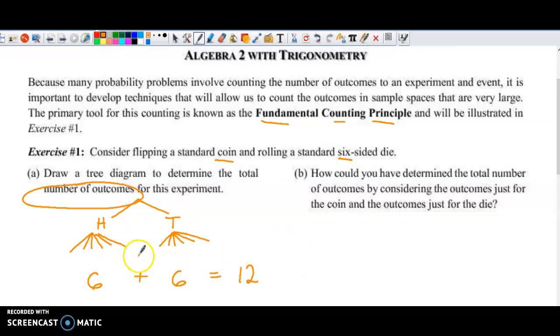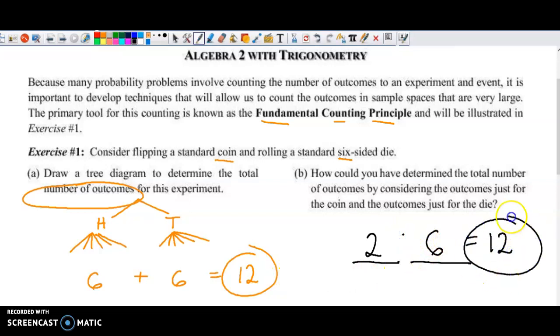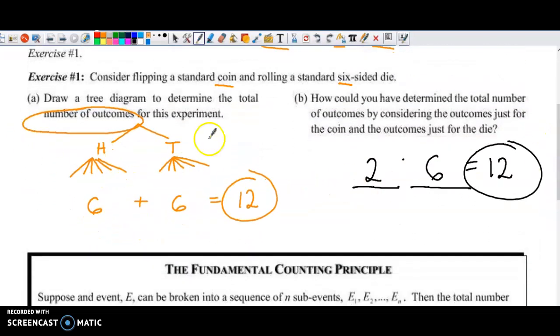But they don't want you to think of it that way. What they want you to think about is how there were 2 different scenarios. There were a heads or a tails, so 2 for a coin, and then 1, 2, 3, 4, 5, 6. So what can I do? What operation can I do between 2 and 6 to get 12? You multiply that, and that's why the order didn't really matter how you do the problem.